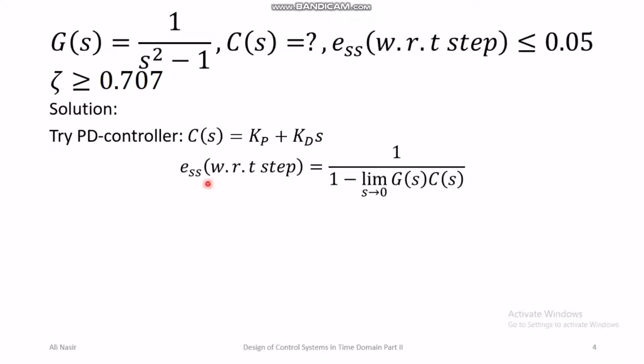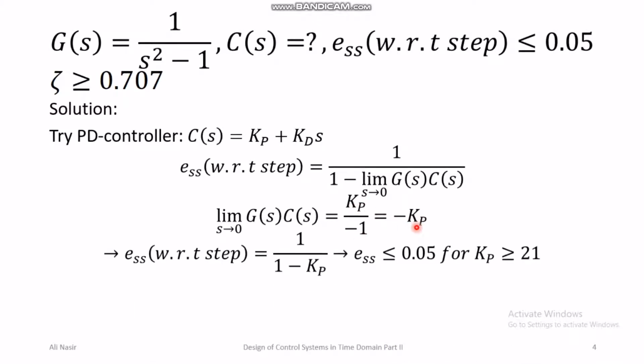So we know that the steady state error with respect to step is given by this expression. This we have learned in the previous lecture on steady state error for systems of different types. When we plug in the limit, with C(s) = Kp + Kd s and G(s) = 1 over s squared minus 1, and substitute s equal to 0, the limiting term becomes minus Kp, and the steady state error becomes 1 over 1 minus Kp. For that you can see that this steady state error would be less than or equal to 0.05 if Kp is greater than 21.